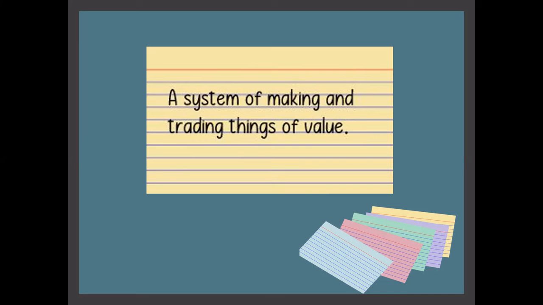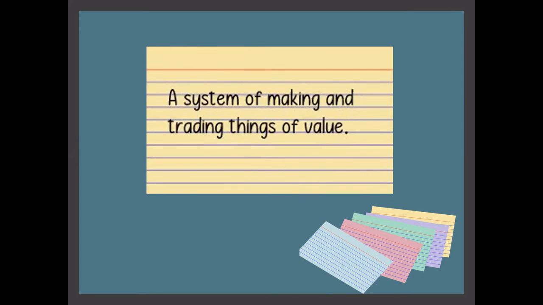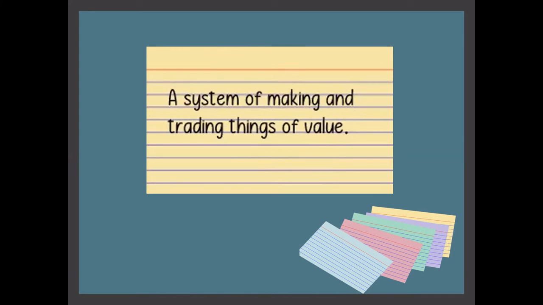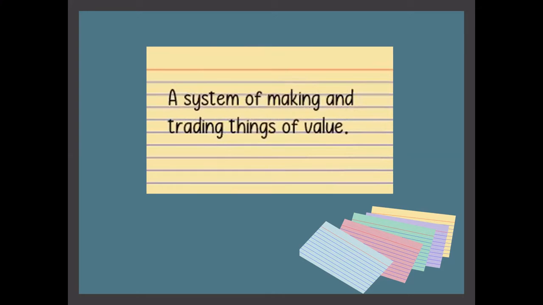Okay, let's make sure we're associating the definition with the correct term. Flip the card over and read the term out loud, then read the definition out loud. Economy, a system of making and trading things of value. Economy, a system of making and trading things of value. Very good. Now put it at the back of the pile and see if you can get more of the definition next time it pops up without having to flip the card over.